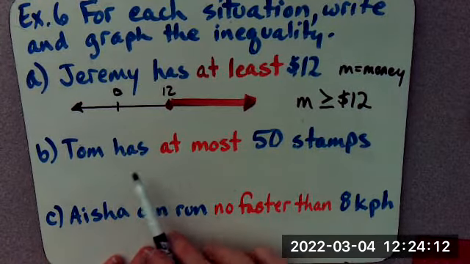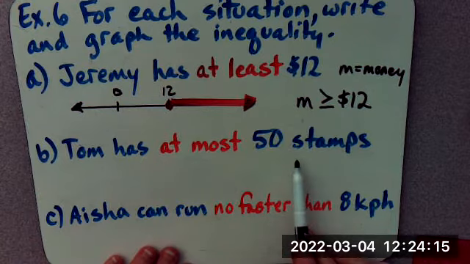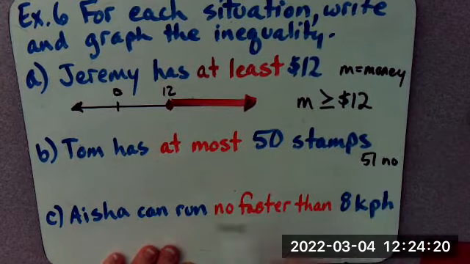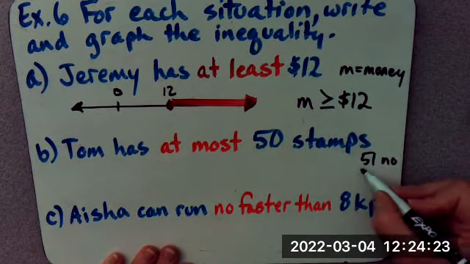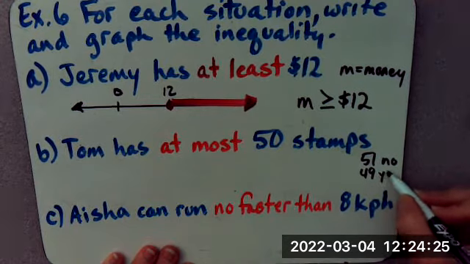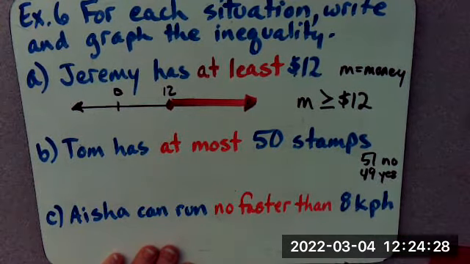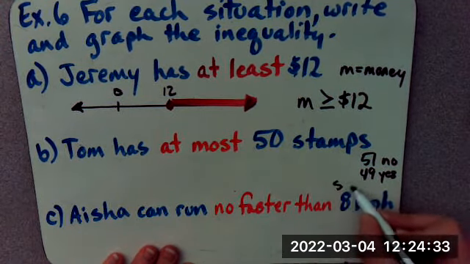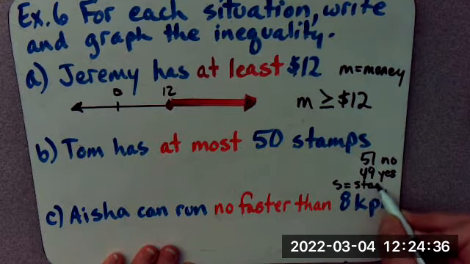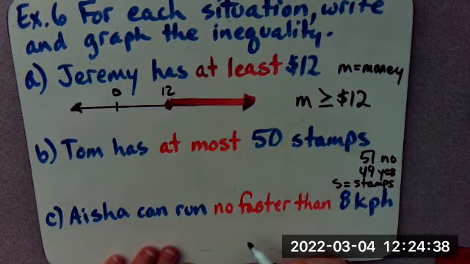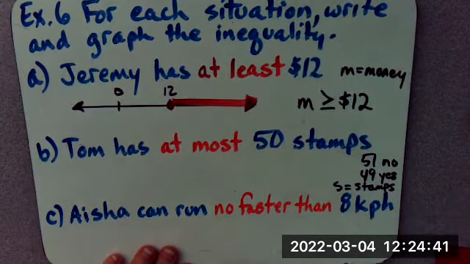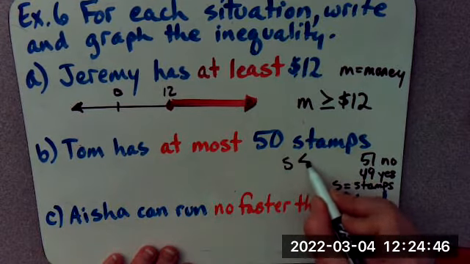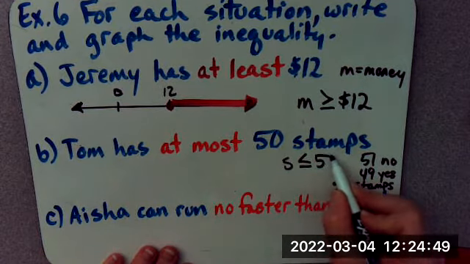All right. Tom has at most 50 stamps. Does Tom have 51 stamps? No, because at most is 50. Does Tom have 49 stamps? Yes. Now let's define our variable. S will be stamps. Our inequality for this will be S is less than or equal to 50.